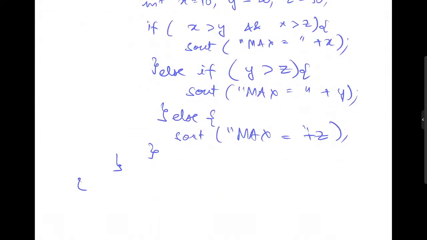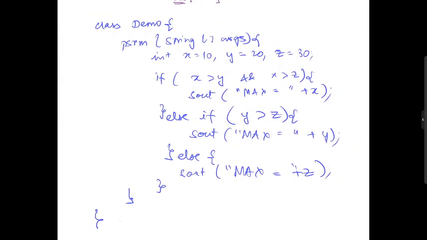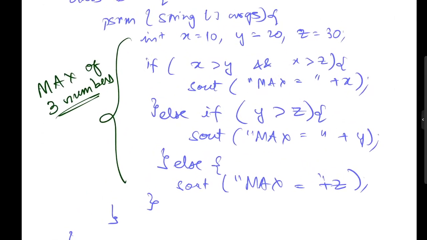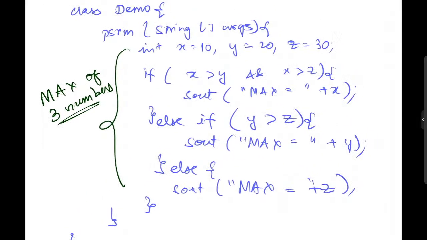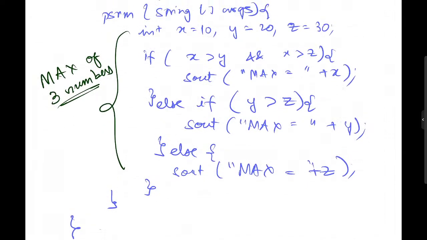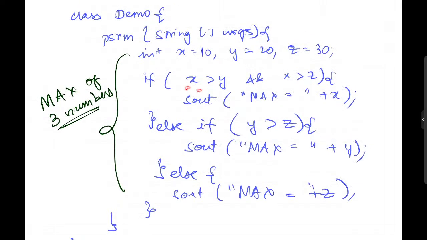Basically, this piece of code is simply the max of 3 numbers. This is how you find the max of 3 numbers. This is a very good example of an else if ladder. The logic is very simple. If x is greater than y, only then go and check if x is greater than z. If x is greater than y and z, then that means max is x.